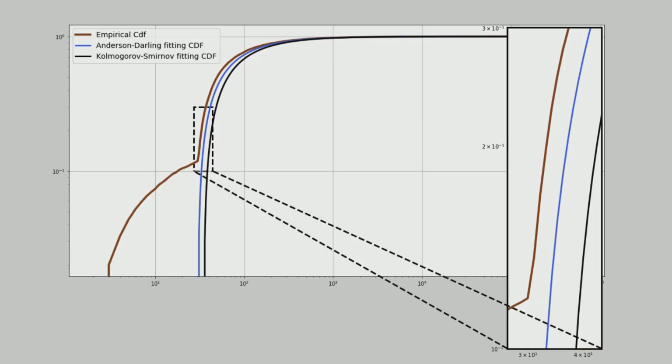In our case, we decided to use both, just to have an example of how they work. The brown curve is the empirical CDF, the cumulative distribution. The blue one is the cumulative distribution function fitted using the Anderson-Darling distance, and with it we find an x-min which is 30. While using the Kolmogorov-Smirnov fitting, we found that the optimal x-min is 35.